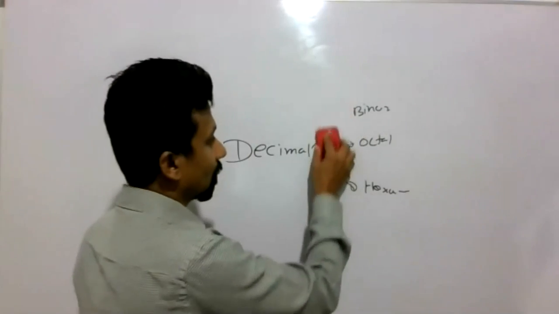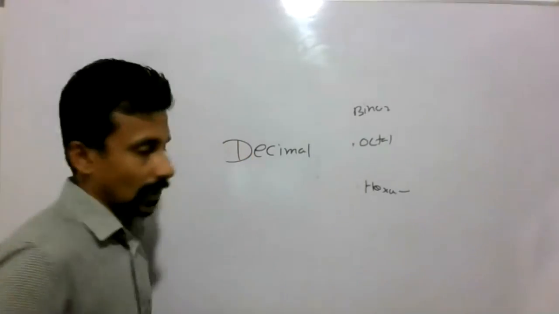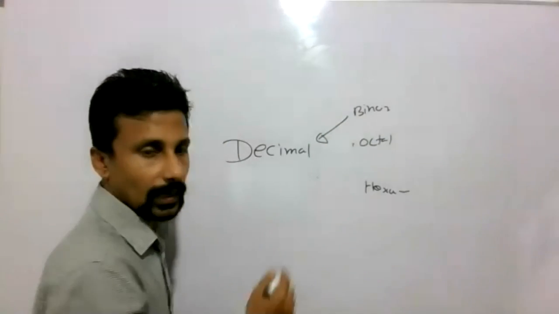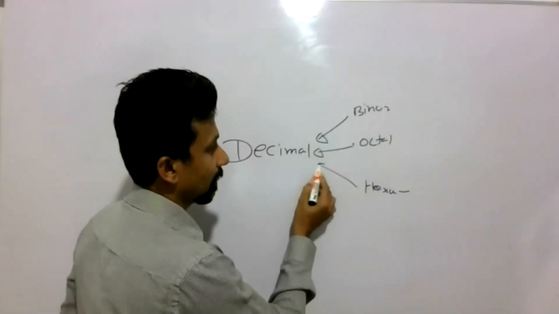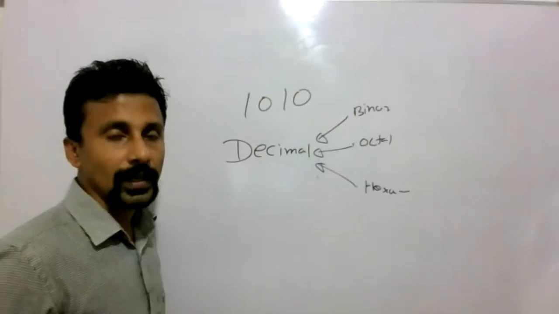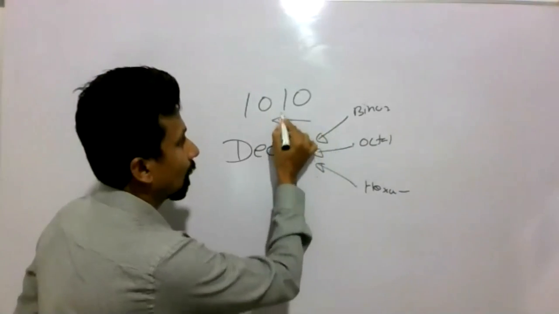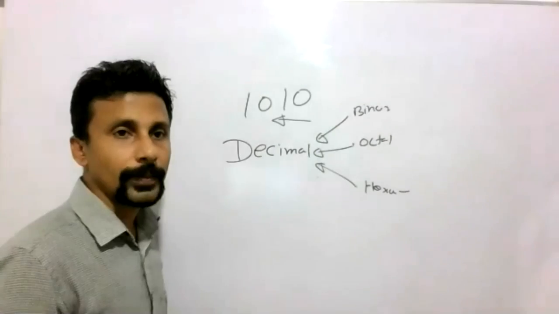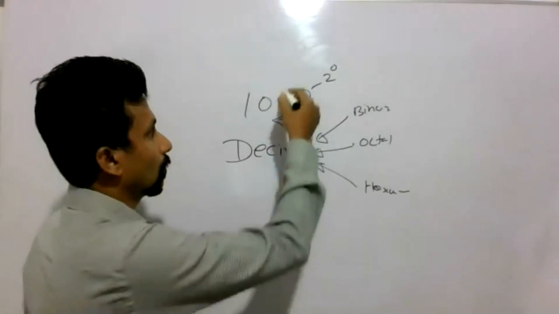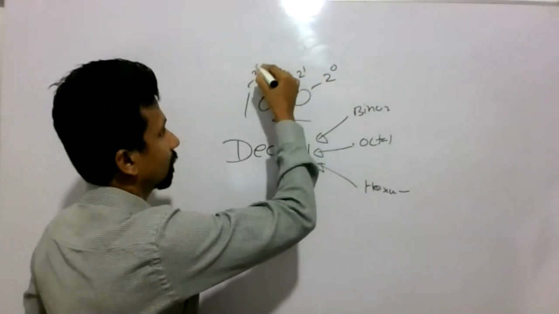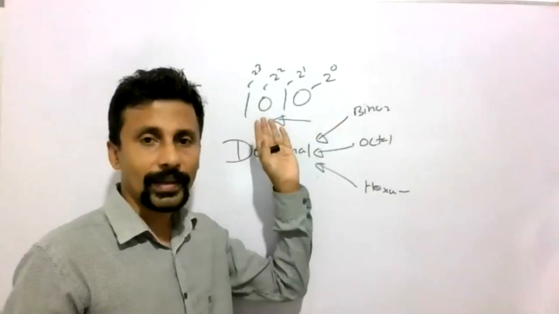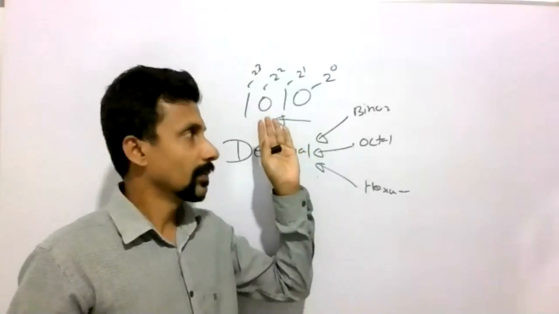Okay, I'll take the other way around. You have a binary number, you have to convert it to decimal. You have an octal number, you have to convert it to decimal. Hexadecimal, to decimal. So I take binary, 1010, right? Here, from the right hand side, you have to put the powers. You have to start with 2 to the power 0, 2 to the power 1, 2 to the power 2, 2 to the power 3. Like that, you have to put the powers.